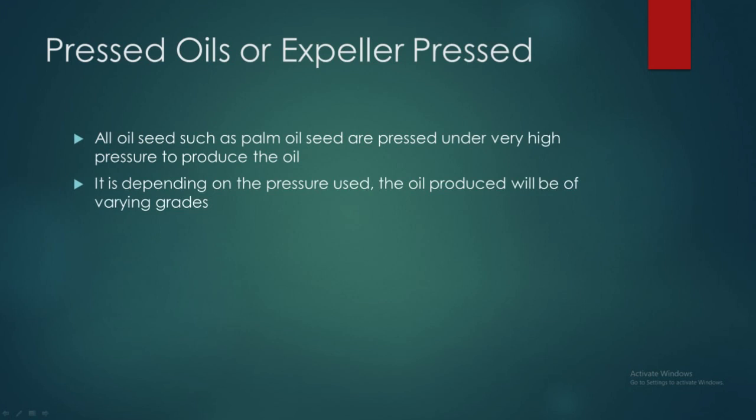pressed oil or expeller press. All oil seeds, such as palm oil, are pressed under very high pressure to produce the oil. Depending on the pressure that is used, the oil produced will be of very fine grade.